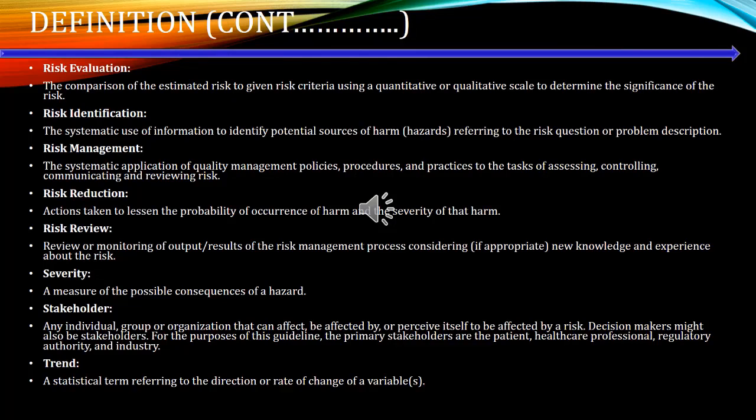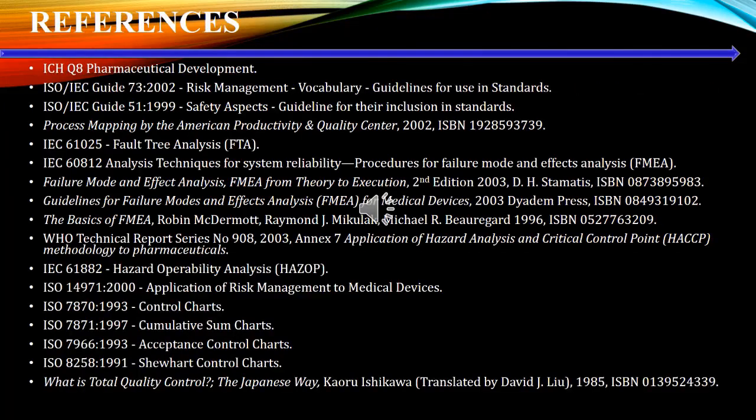Stakeholder: any individual, group or organization that can affect, be affected by, or perceive itself to be affected by a risk. Decision makers might also be stakeholders. For the purposes of this guideline, the primary stakeholders are the patient, healthcare professional, regulatory authority, and industry. Trend: a statistical term referring to the direction or rate of change of a variable(s). References. ICH Q8 Pharmaceutical Development.